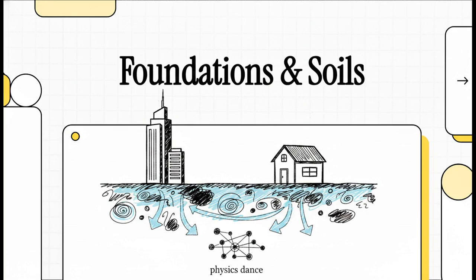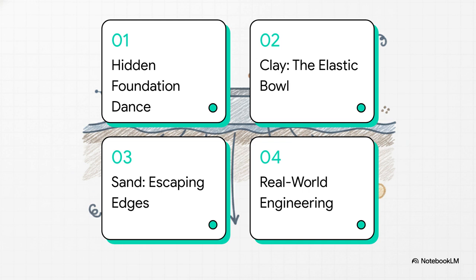Welcome to this explainer. Today we're going to map out exactly how buildings negotiate with the earth beneath them. To really grasp this hidden world, we're going to break it down systematically. First up, the hidden foundation dance, just to get the core rules down. Number 2, clay, which we're calling the elastic bowl. 3, sand, or the escaping edges. And finally, number 4, real-world engineering reality.